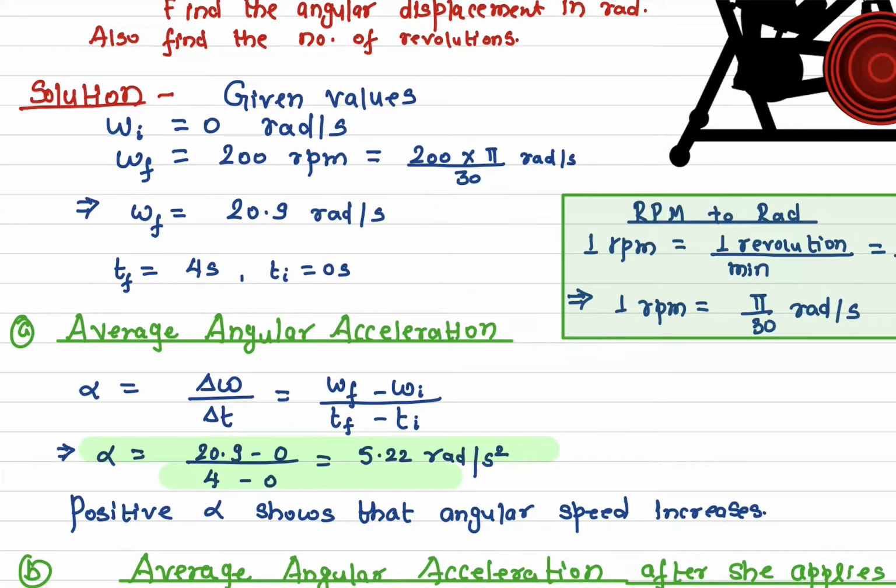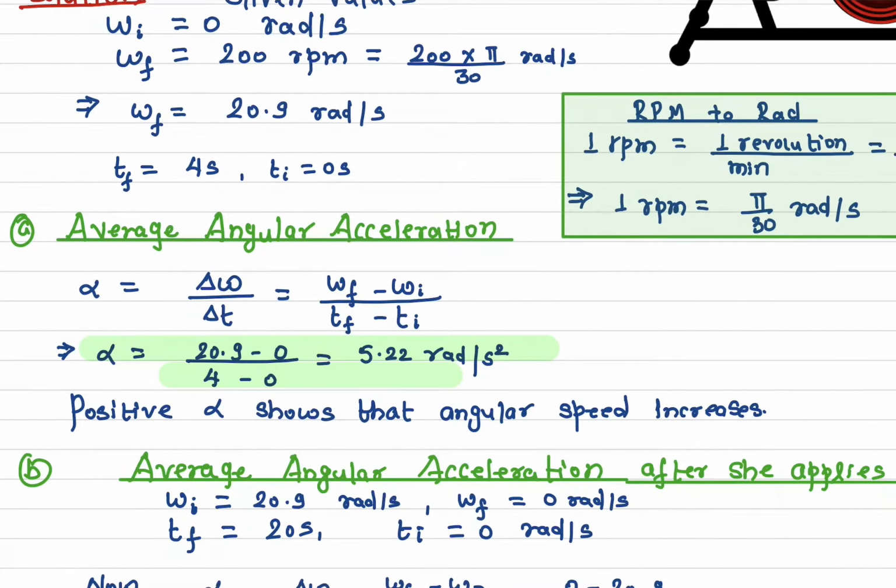And this is a positive value. What does the positive value of angular acceleration mean? The positive value of angular acceleration means that the speed increases. The wheel is turning faster and faster. That's what the positive value of angular acceleration means.